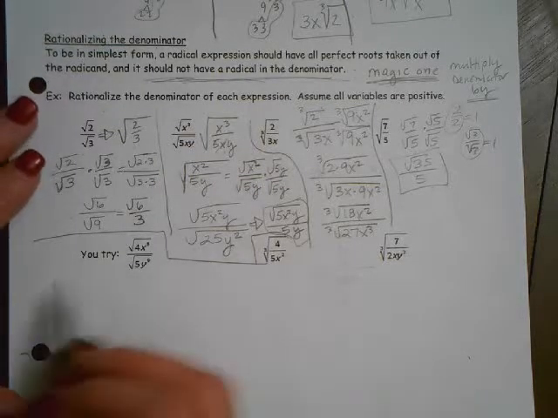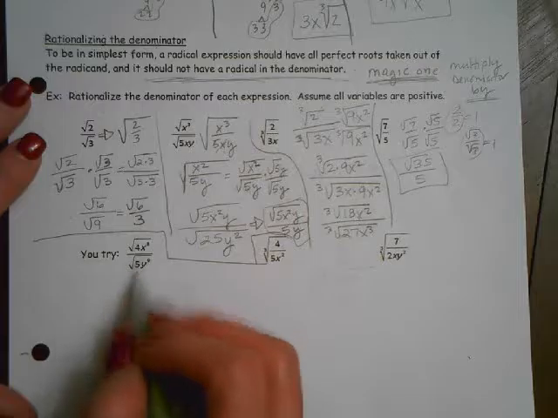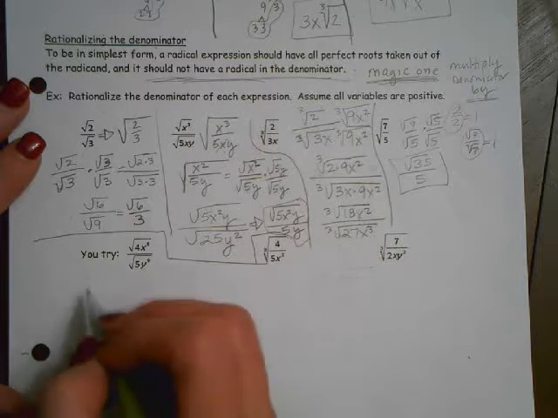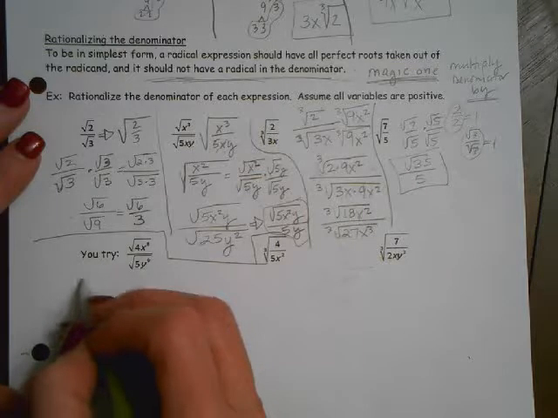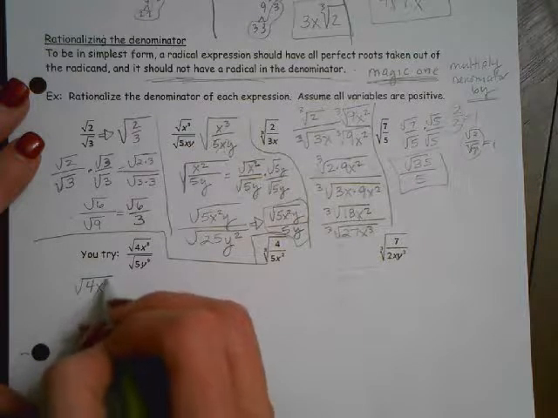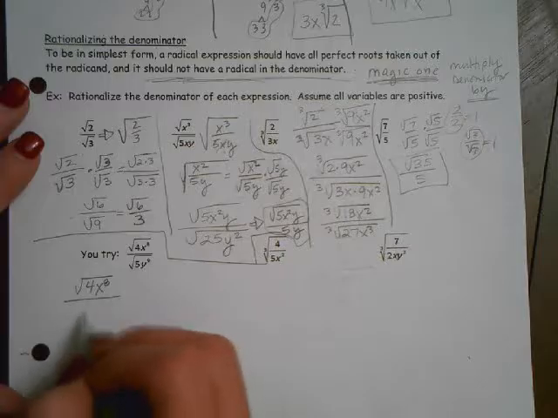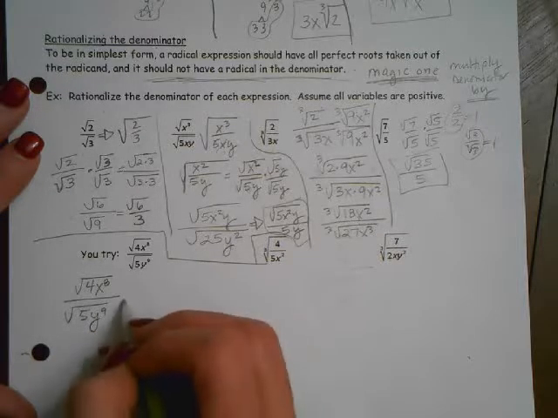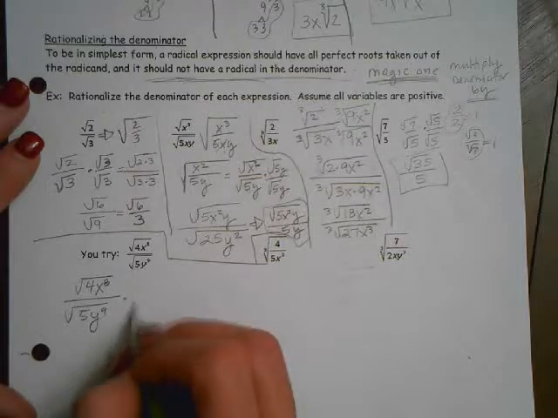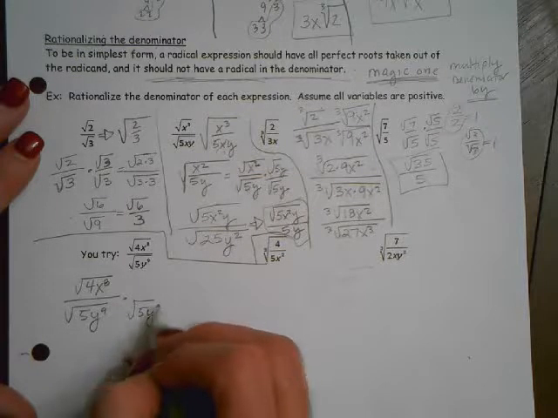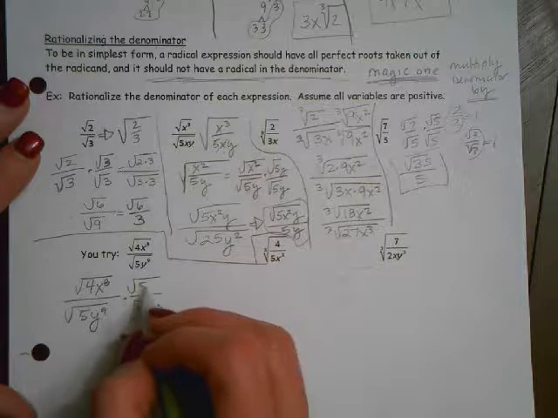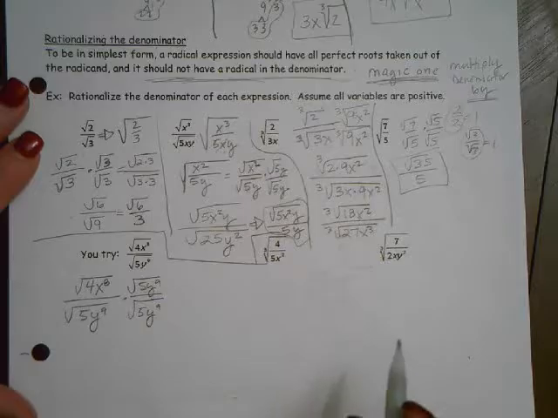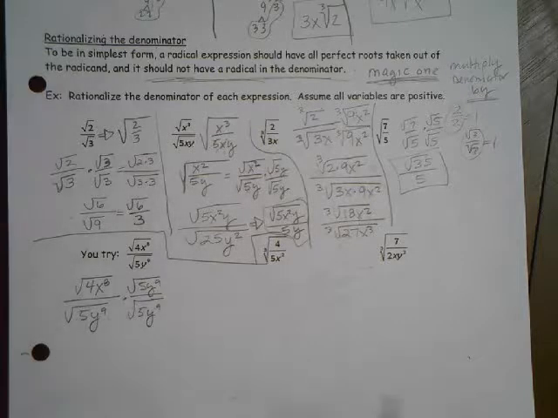Okay, so looking at this example here, I want to find a perfect square to get rid of this radical sign. So to make it the shortest, I could just take the square root of 4x to the 8th over 5y to the 9th, and I could just multiply by the magic 1 of the square root of 5y to the 9th over the square root of 5y to the 9th. Okay, because I know anything times itself is going to give me a perfect square.